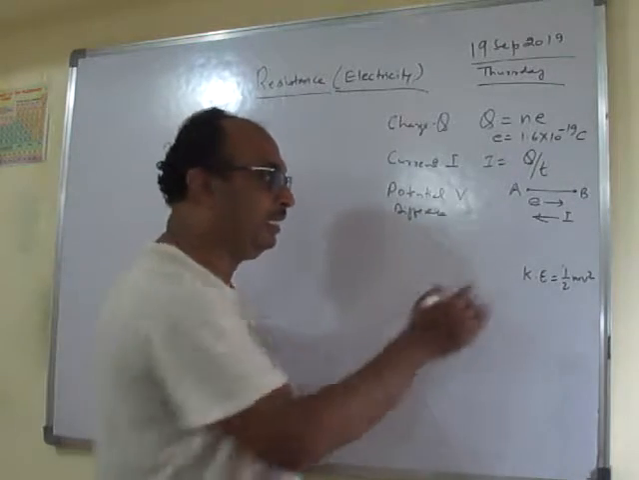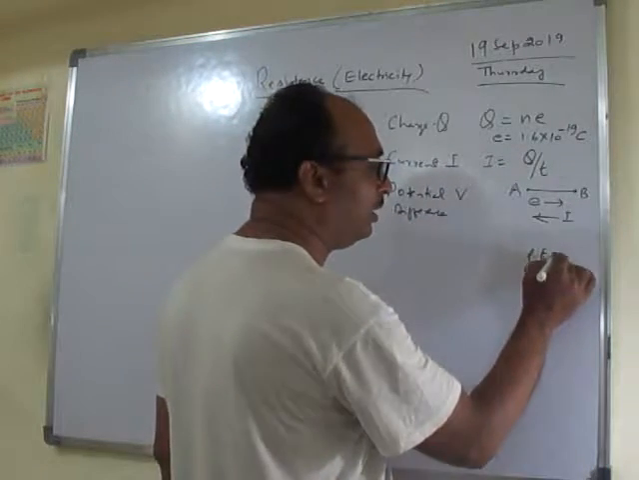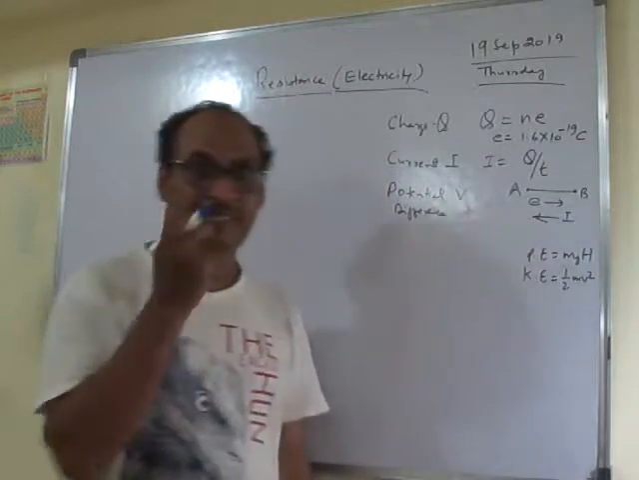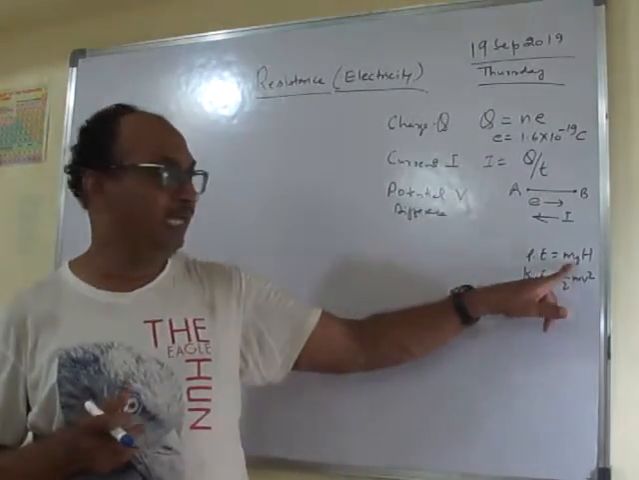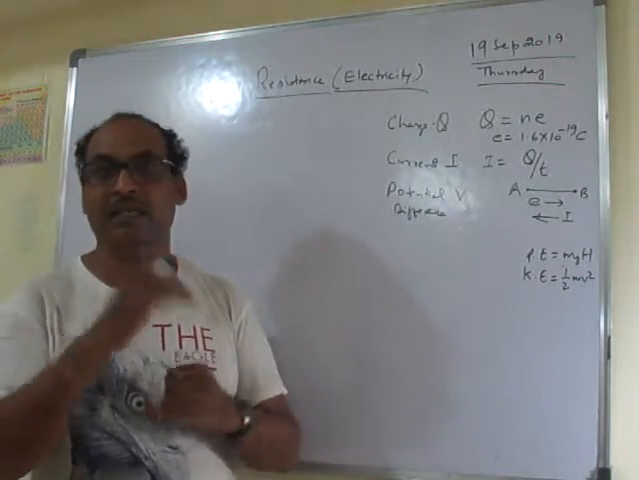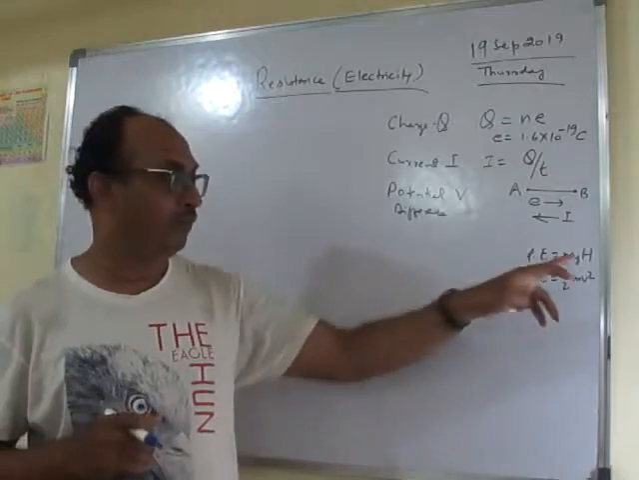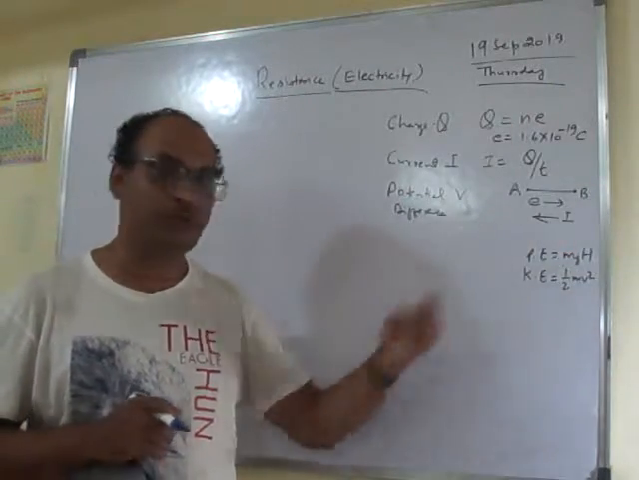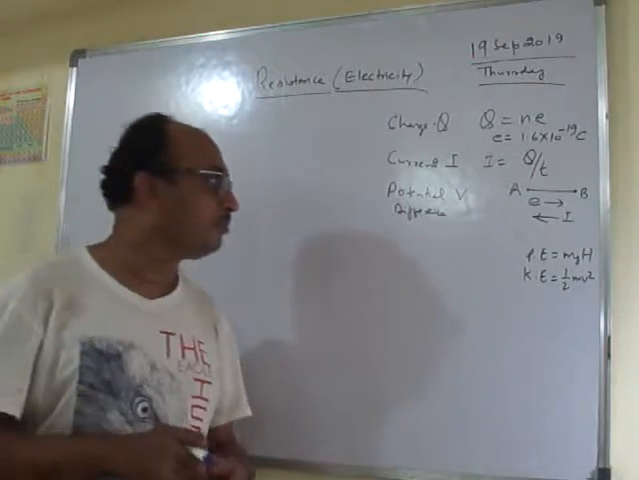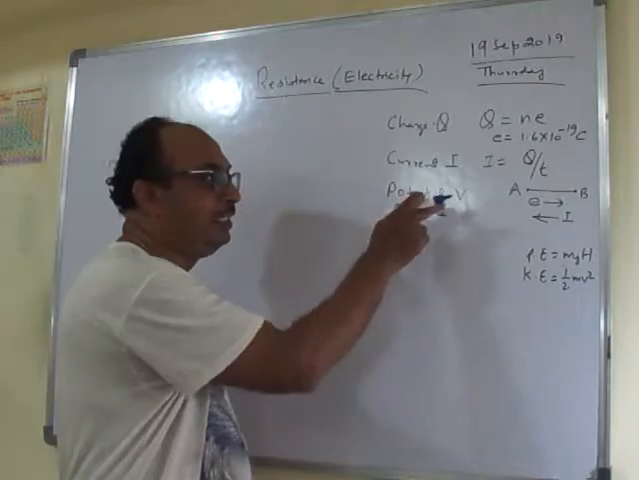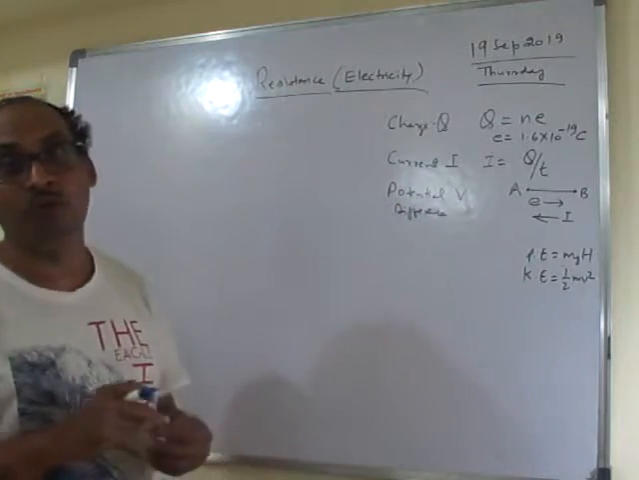Similarly, if we are talking about potential energy, then it is mgh. Here mg is the weight of the body, and h is the height at which it is placed from the ground level. When this h increases more and more, this potential energy also will increase. Similar to that, there is potential difference also.